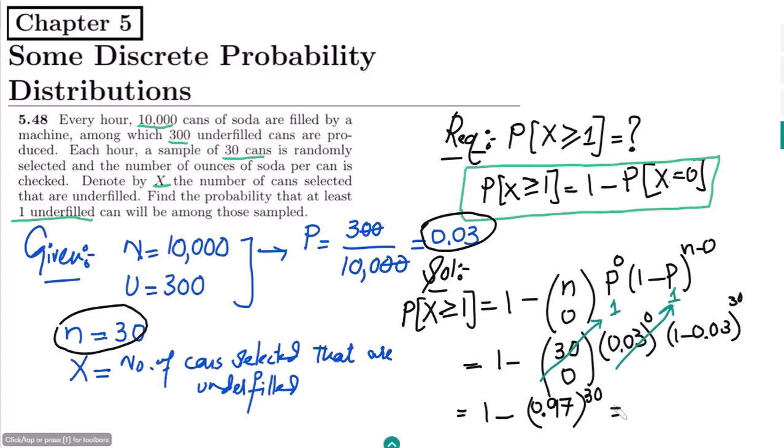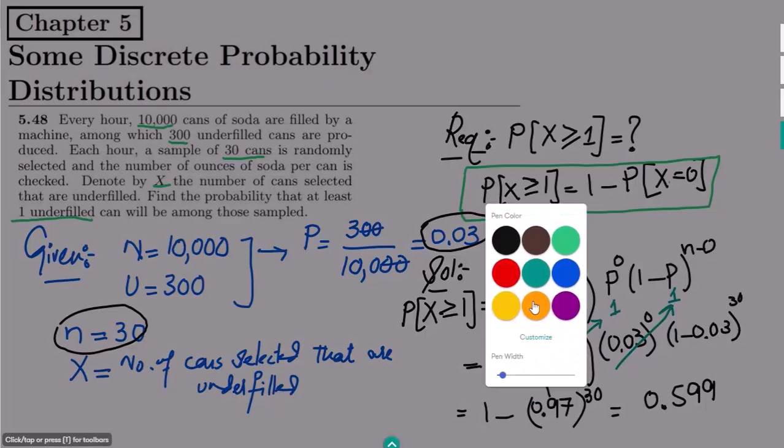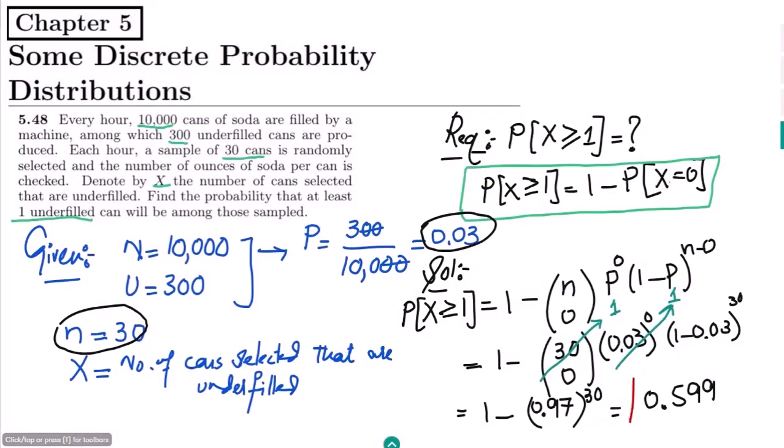Now calculating it, the answer would be 0.599, and that is the solution of question 5.48, which is related to the binomial approximation. We have approximated the hypergeometric probability with the binomial probability.